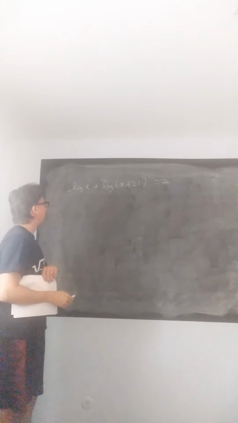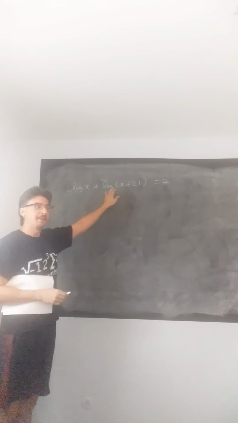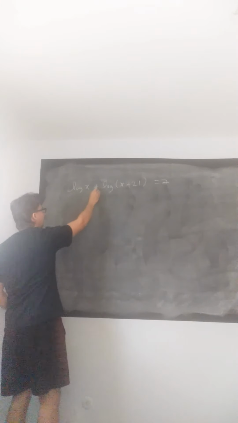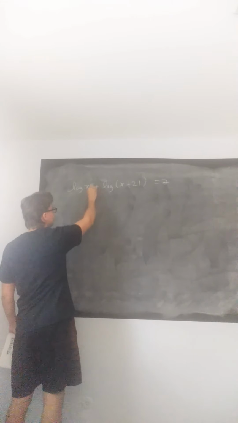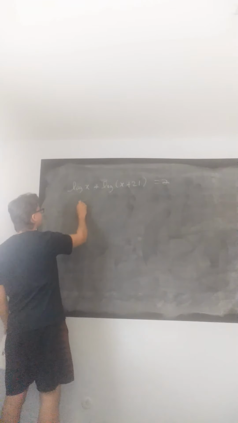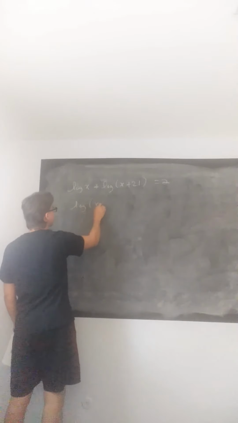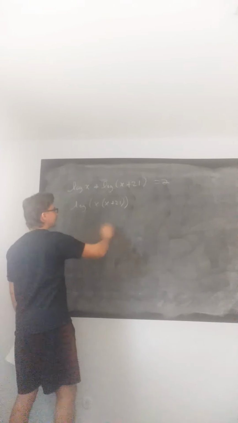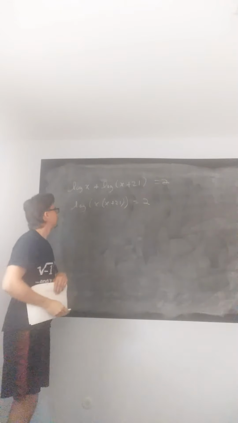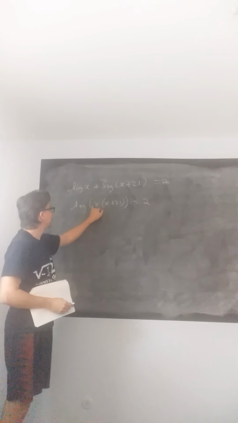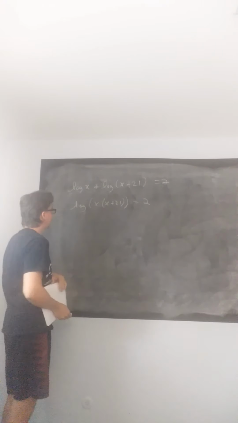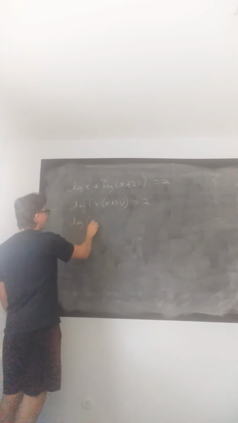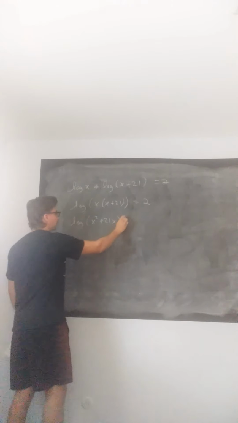Now again, we unfortunately don't have a log property that has dual logs in it, so we have to condense this, of course. We just talked about condensing. This is addition, so we're going to go with multiplication. So this is going to be log of x times x plus 21, and that equals 2. We have these two logs added, which means their guts are being multiplied together. Let's just clean this up and say log of x squared plus 21x equals 2.